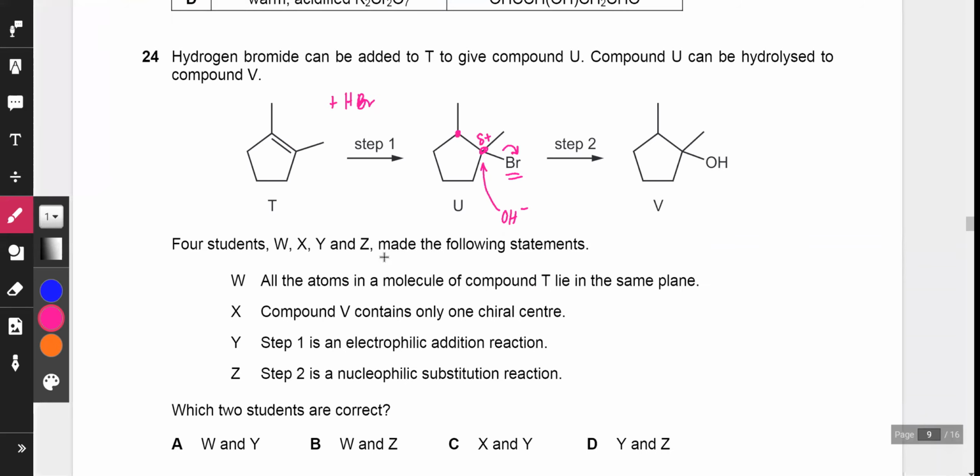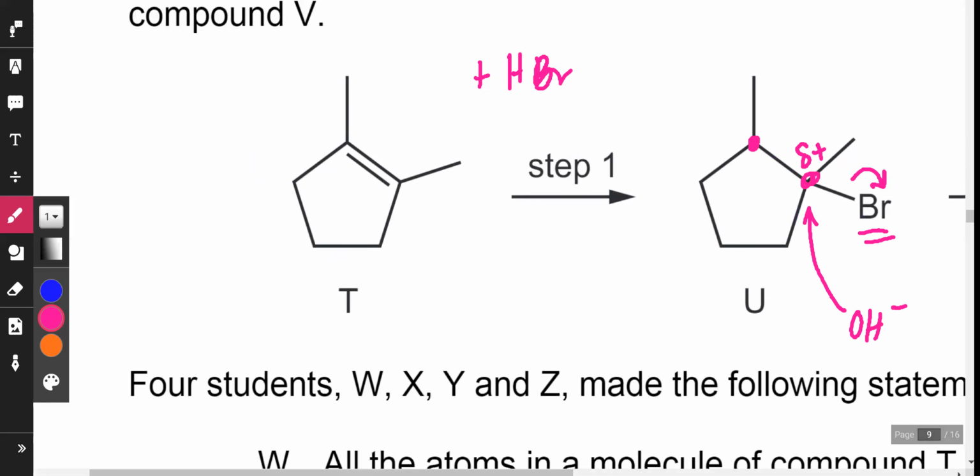Now, four students W, X, Y, and Z made the following statement: all the atoms in a molecule of compound T lie in the same plane. In compound T, all the atoms lie in the same plane. They definitely don't lie in the same plane because carbon over here is tetrahedral. Carbon over here is also tetrahedral.